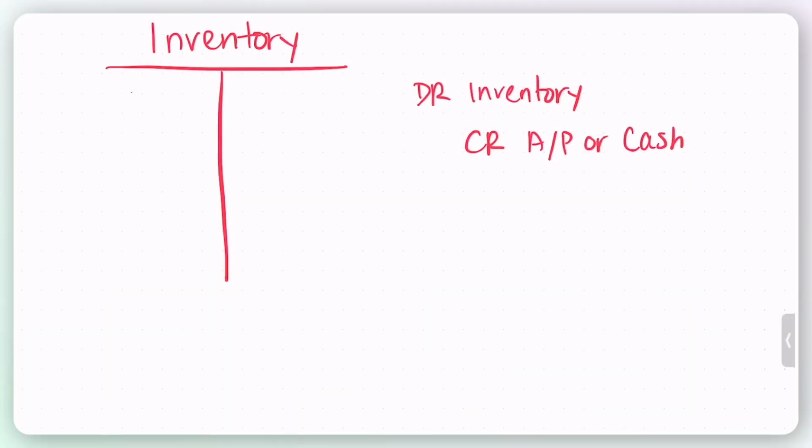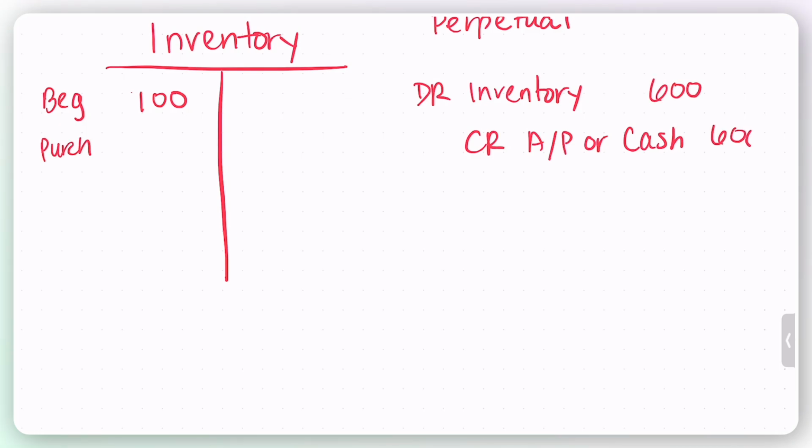Let's look at a quick example of the perpetual system versus the periodic system. Under a perpetual system, we would have debited inventory and credited AP or cash for any purchases that we made. So let's assume that we began the year with $100 worth of inventory, and then we purchased 600. So we would have debited inventory and credited AP for 600. So that's our cost of goods available for sale. We have $700 worth of inventory available for sale.